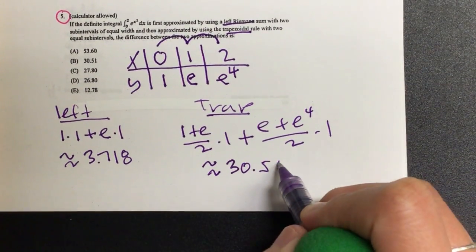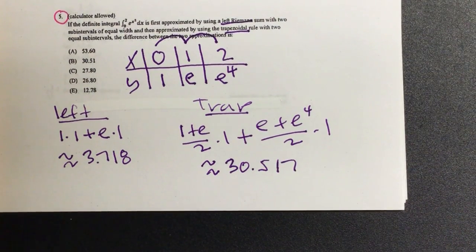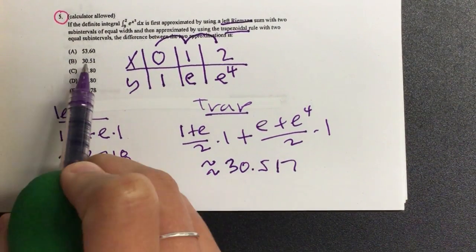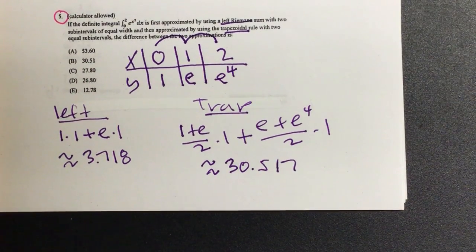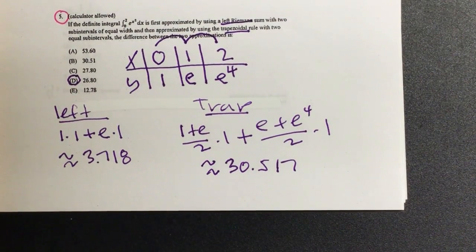30.517. Correct. And notice on this one, it's asking us the difference. So if you got excited to see 30.51 on B and then chose that answer, that's going to be a problem. So when I subtract between those two, we should get D, 26.80. Good job.